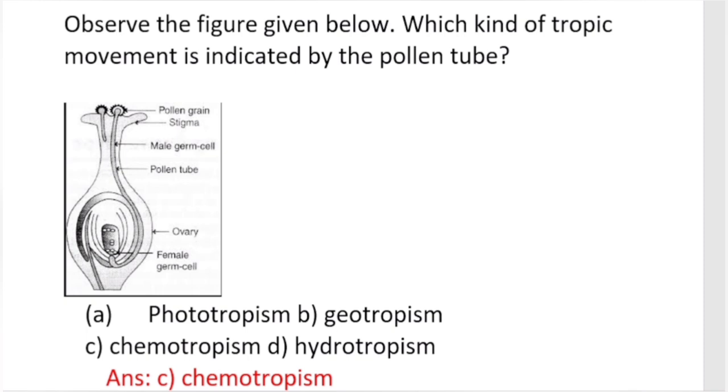Observe the figure given below. Which kind of tropic movement is indicated by the pollen tube? We know chemotropism. The example itself we are studying is the growth of the pollen tube towards the ovule.